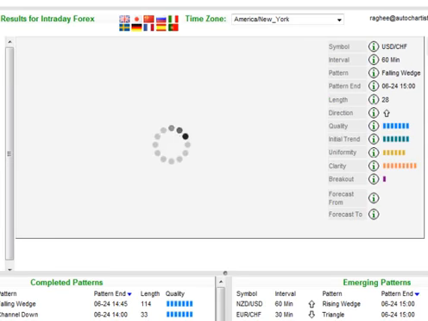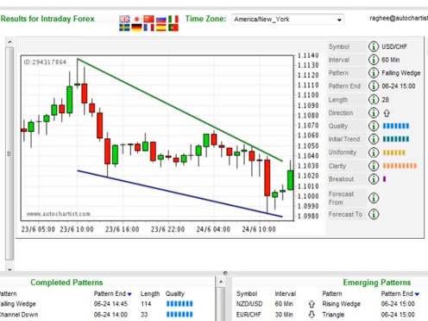Let's take another pattern example. Here's the dollar Swissy, the US dollar Swiss franc, falling wedge on a 60-minute time frame. Notice the initial trend reading here. At what is an 8 bar initial trend reading, this is certainly a trend, but it's not a maximum trend. This would be considered a medium reading. If a low reading is a 6 bar initial trend for a trending market, and 10 bars is a strong reading for a trending market, 8 would be considered medium.